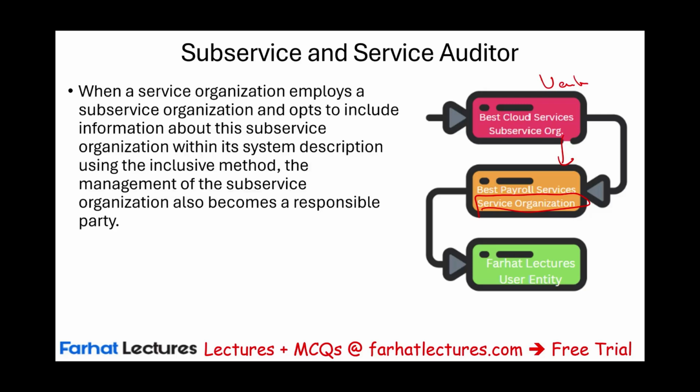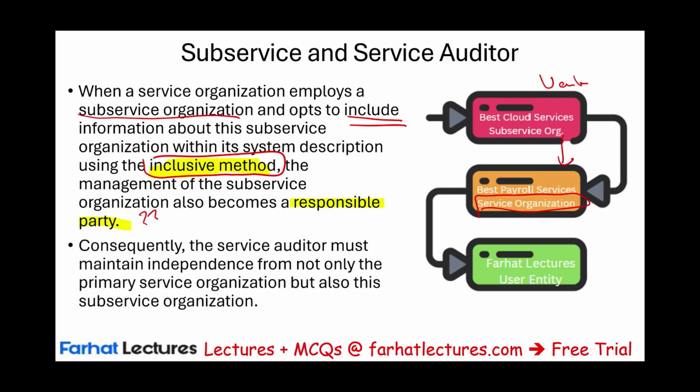When a service organization employs a subservice organization and opts to include information about the subservice organization within its system description, you have to include that information using the inclusive method. Now, if you're using the inclusive method, the management of the subservice company becomes a responsible party. And what does that mean? It means they need to be independent from the auditor. Consequently, the service auditor must be independent from not only the primary service organization, but also the subservice organization.